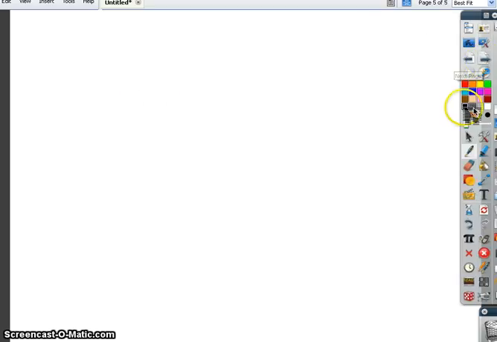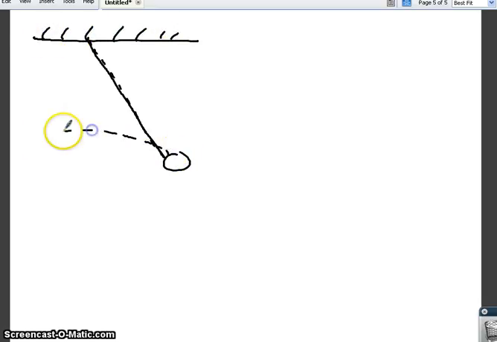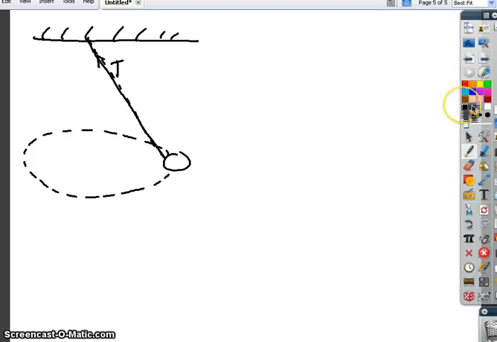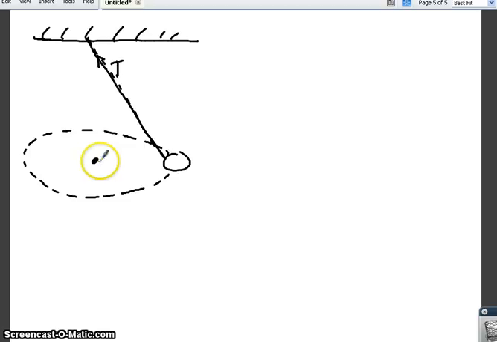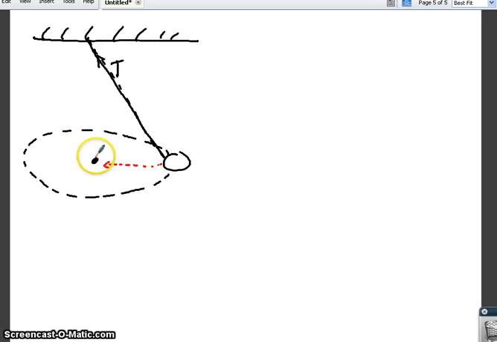I want to do one more example for you. An object attached to a string attached to the ceiling is traveling in a horizontal circle. What is the centripetal force? Well, this is tension, and the centripetal force is going to, actually let's draw this picture a little bit more. So that's the center of the circle, and so the components here, this component right here is centripetal force, and this component is gravity, the vertical component of tension.